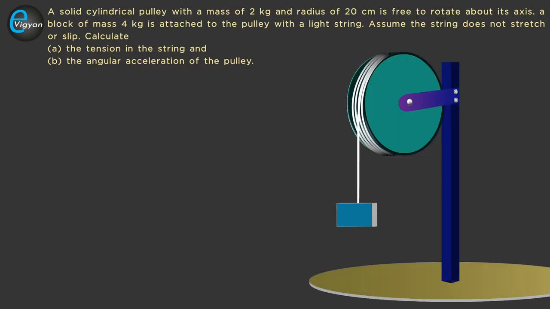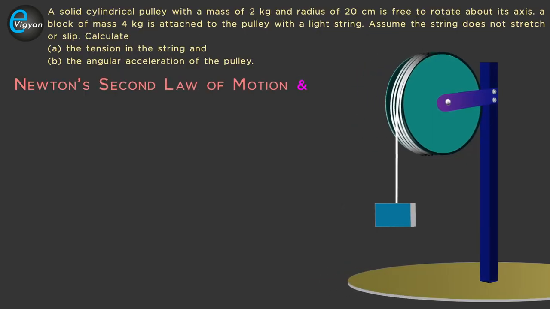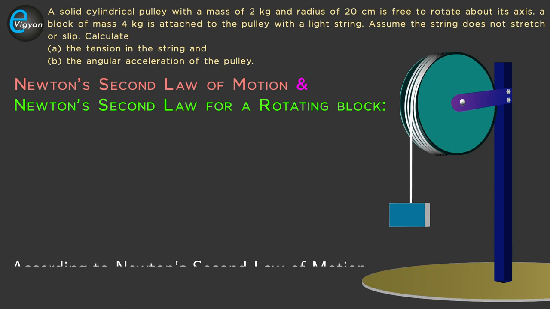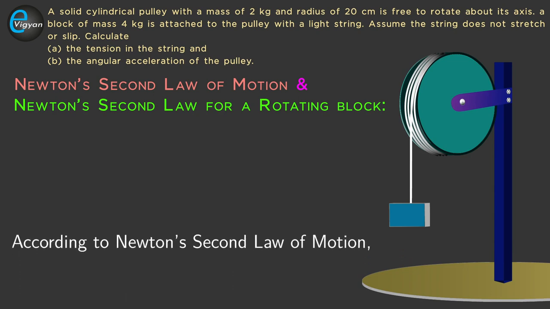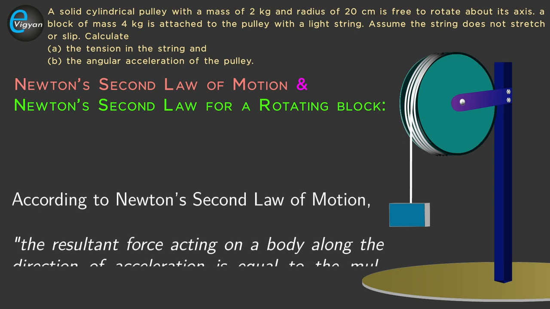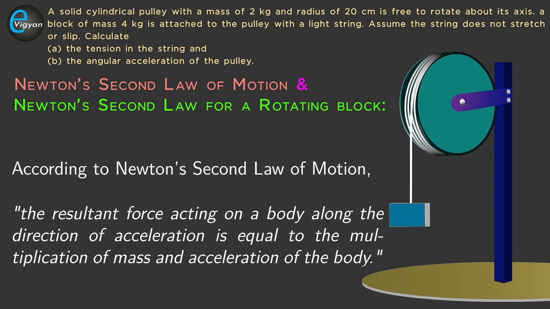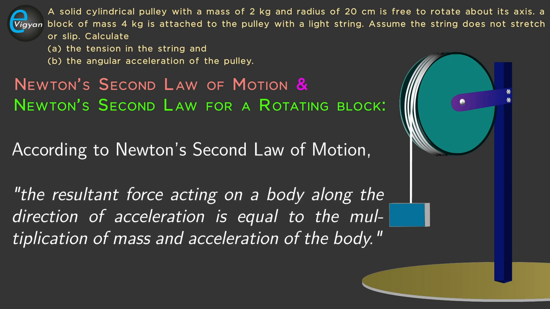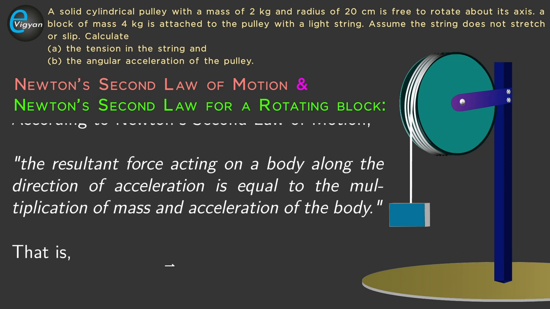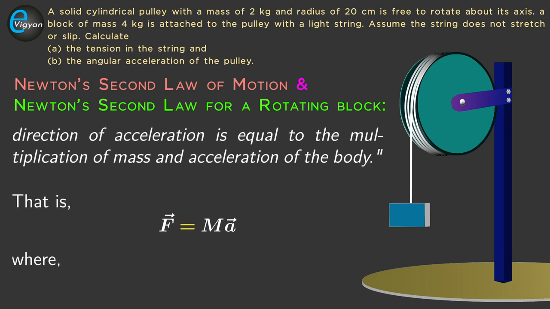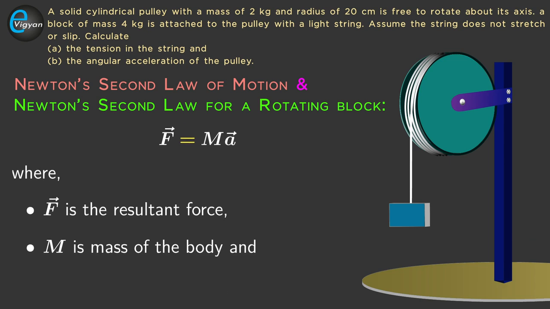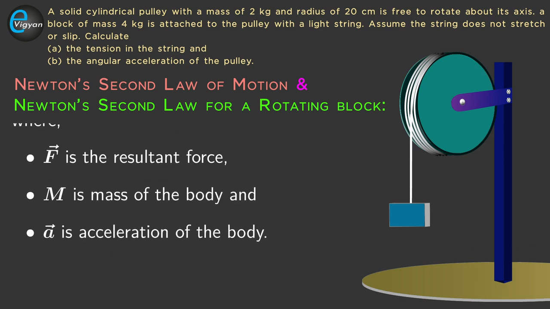The concept behind this problem is Newton's second law of motion and Newton's second law for a rotating block. First, let's see what is Newton's second law of motion. According to Newton's second law of motion, the resultant force acting on a body along the direction of the acceleration is equal to the multiplication of mass and acceleration of the body. That is F equal to ma, where F is the resultant force, m is the mass of the body, and a is the acceleration of the body.